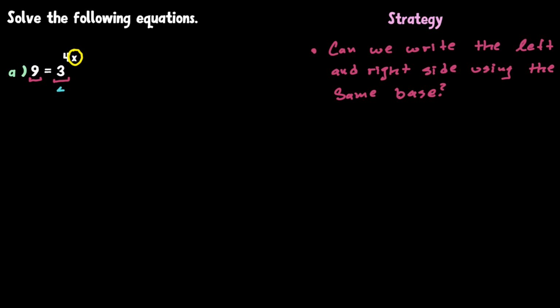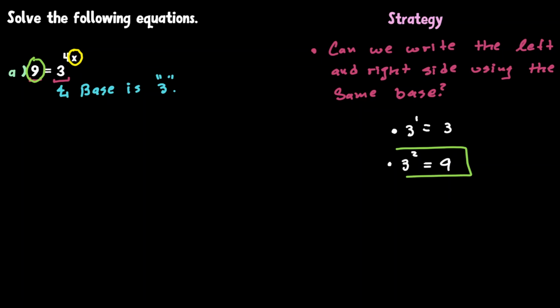When we take a look at the expression on the right-hand side, the base of this exponential is of a value of 3. What we want to do is take a look at the left-hand side and see if we can write the value of 9 as a base of 3. Well, let's see. 3 raised to the first, that is 3. So we cannot do that. But 3 raised to the second is equivalent to 9. Now let's rewrite our equation, but instead of using the value of 9, we will use the expression of 3 to the second.